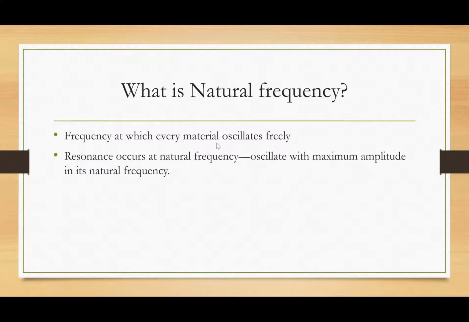Because of resonance, a bridge once collapsed when soldiers were marching over it. When the soldiers were marching on the bridge, the frequency of their march matched the natural frequency of the bridge. That resulted in oscillation of the bridge at a larger amplitude, which finally resulted in the collapse of the bridge. So that is the problem when two systems oscillate with the same frequency, that is, when resonance happens between two systems.